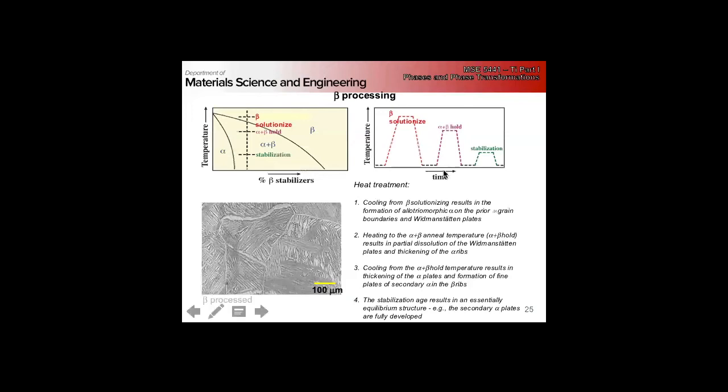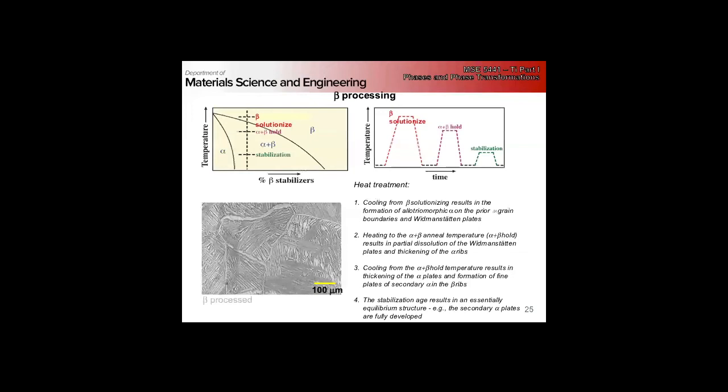Right? Then we're going to take it back up high into the two-phase region, right? And then that's basically going to be high enough that our Widmanstätten structure is going to partially dissolve, right? And we're going to get these alpha plates that form internally in the grain, right?